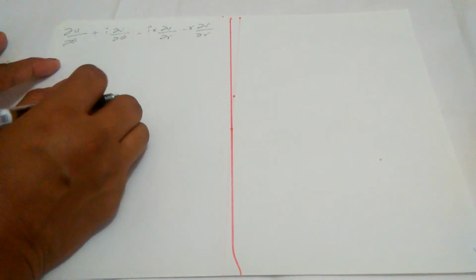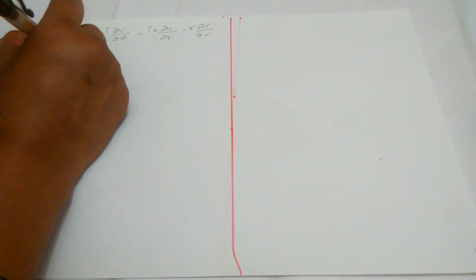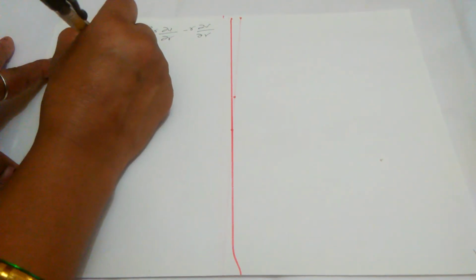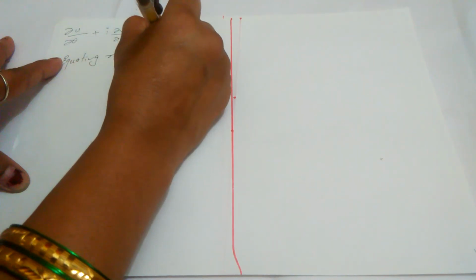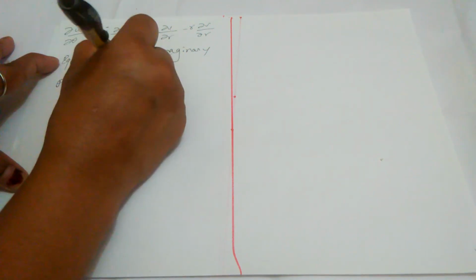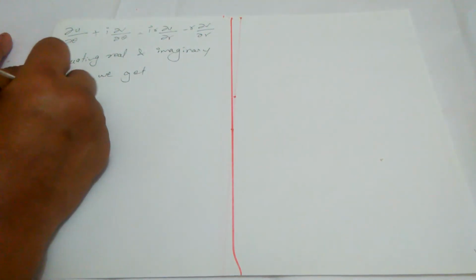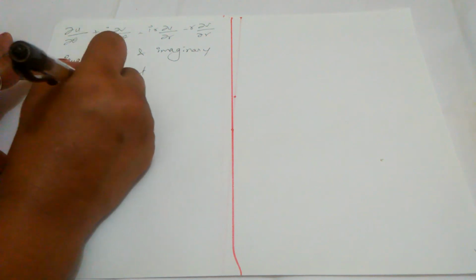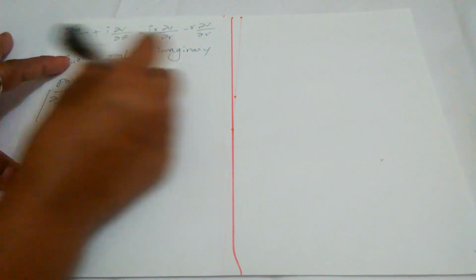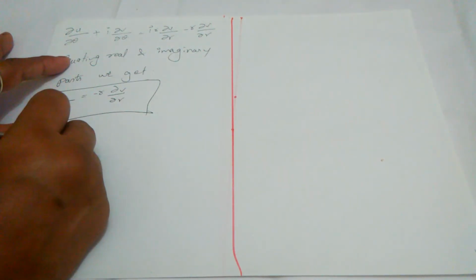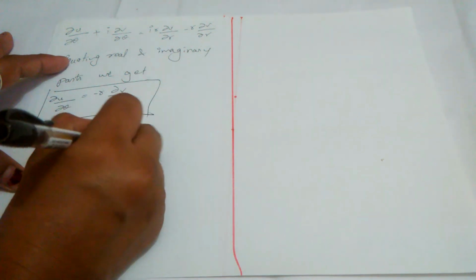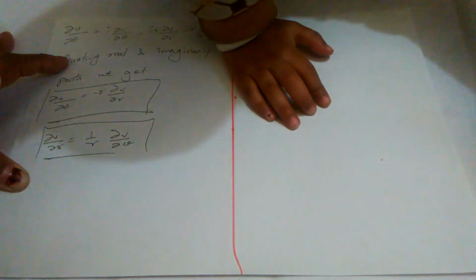So equating real and imaginary parts, we get delta u upon delta theta is equal to minus r delta v upon delta r, or delta u upon delta r is equal to 1 upon r delta v upon delta theta.